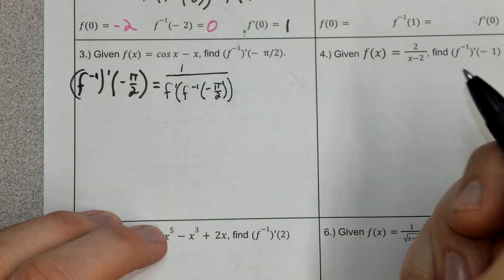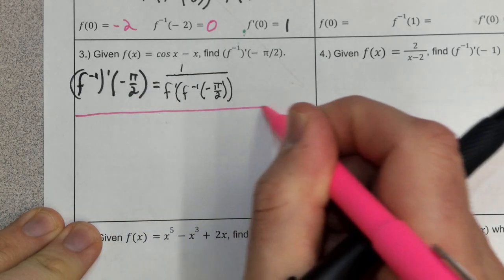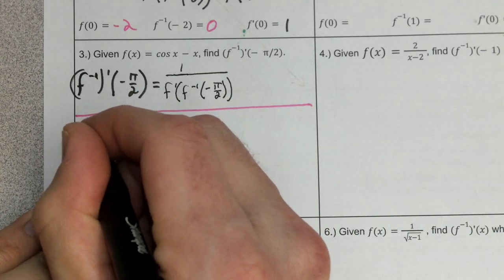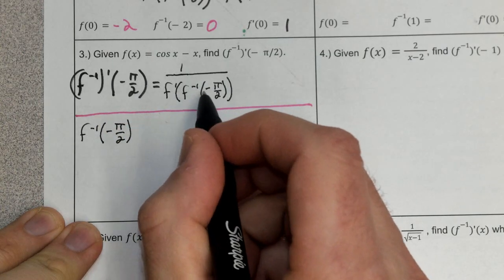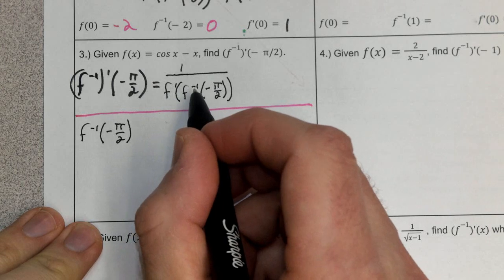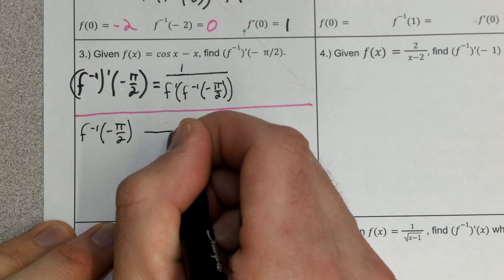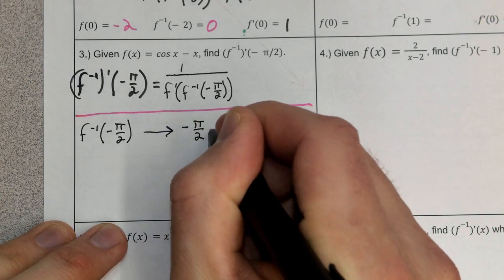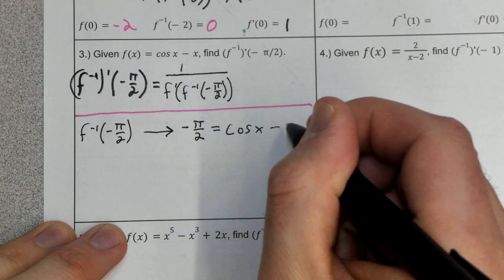Okay. So then you think to yourself, I'm going to need to do a little bit of scratch work here. All right. f inverse of negative pi over 2. What would that be? Right, because I'm trying to figure out this thing inside of f prime. If I can get that number, I can just find f prime of that number. So what would this be? Well, that is an equivalent question to asking you, what x is negative pi over 2? And what is that equal to? Cosine of x minus x.